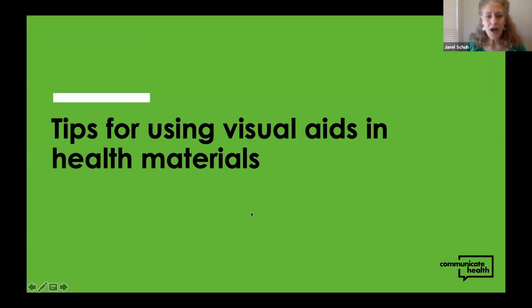Okay, so I am going to talk about 8 different tips for using visual aids in health materials. And I call these tips because to a certain extent, the body of quote unquote best practices around visual aids, especially data visualization, is really under development now. There's a lot of great research that's going on.